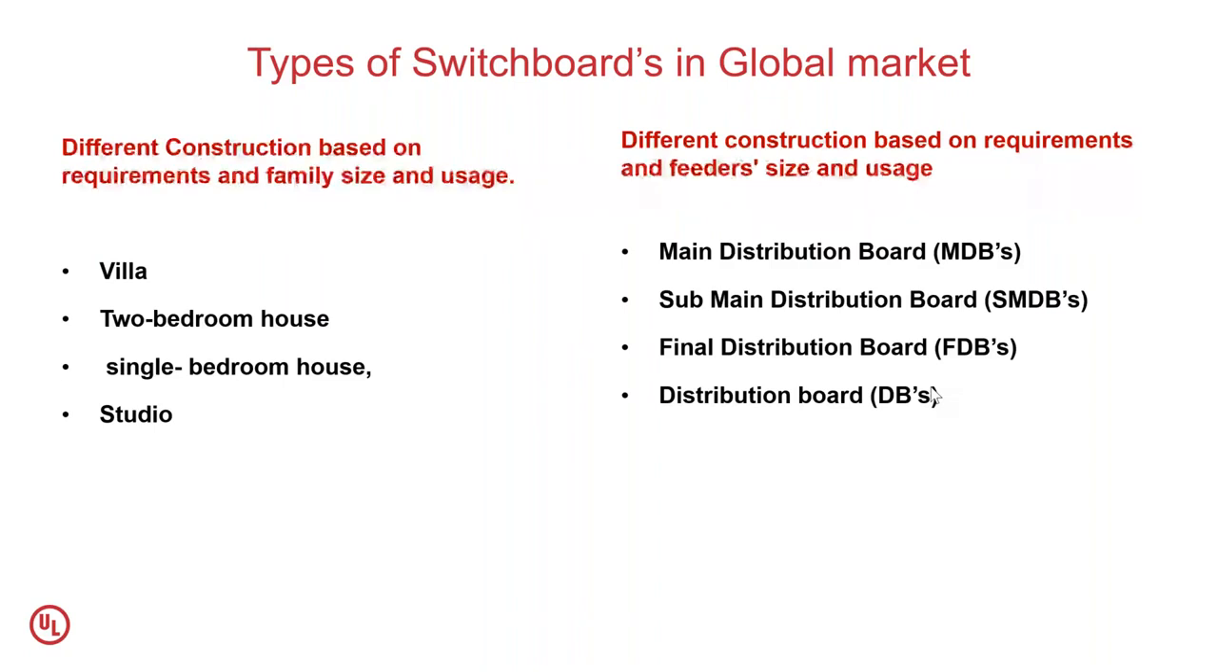So switchboards mean different types of houses in technical terms. Now let's switch over to technical terms. In switchboards also, in IEC 61439, there are four types of switchboard normally used. There are also filters, service cabinets, many things, but for this discussion I will take an example of four major categories. One is main distribution board, MDB, sub-main distribution board, SMDB, final distribution board, FDB, and distribution board, DB. Okay?